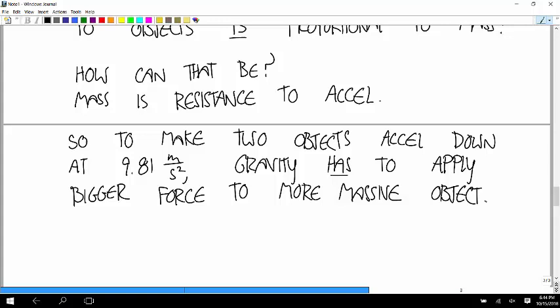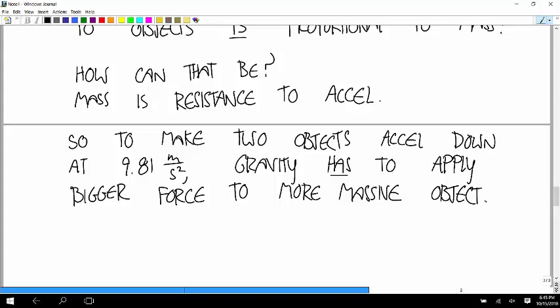So the misconception is that people often have the idea that objects with more mass are accelerated more by gravity than objects with less mass. The truth is that if you get air resistance out of the picture, like in a vacuum chamber, or you just deal with things that aren't affected very much by air resistance, no matter what the mass is, two objects in free fall accelerate down the same at 9.81 meters per second squared.